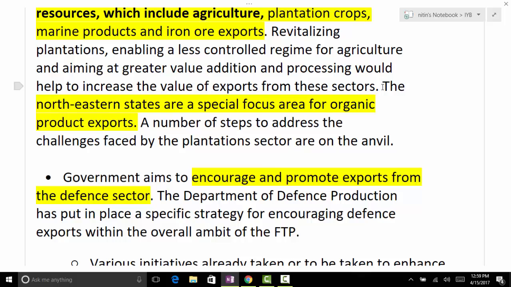Which one? Organic value chain, what is it, can you tell me? Correct, try to bring it exactly. Organic value chain development for the northeastern region. So this scheme was announced in last year's budget. What is its name? Tell me again. Organic value chain development for the northeastern region, NER.